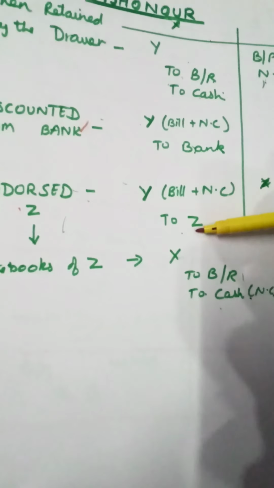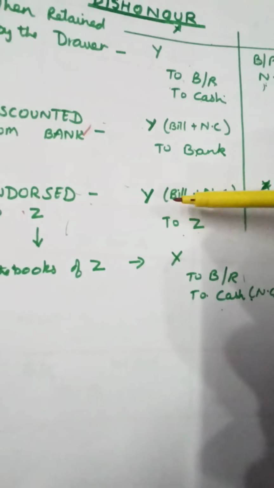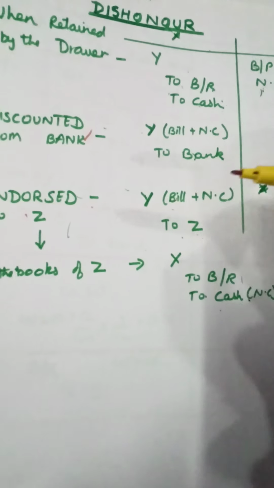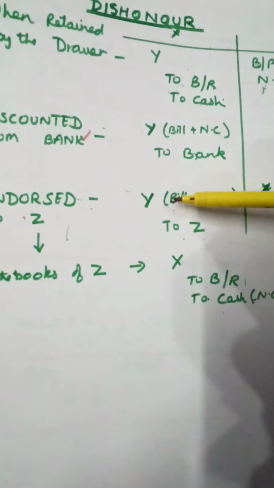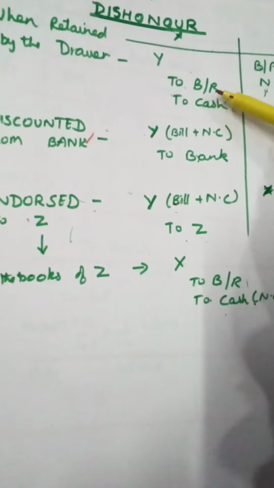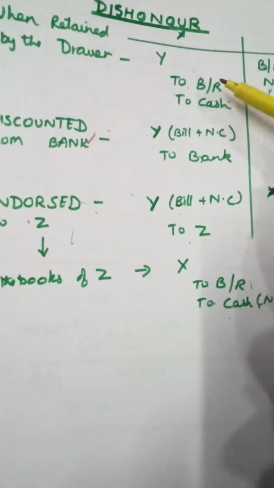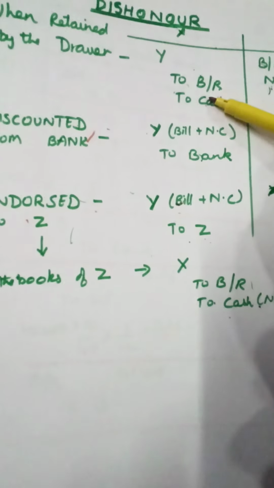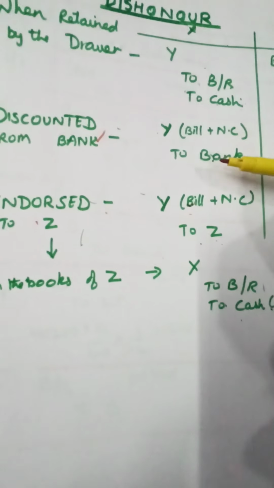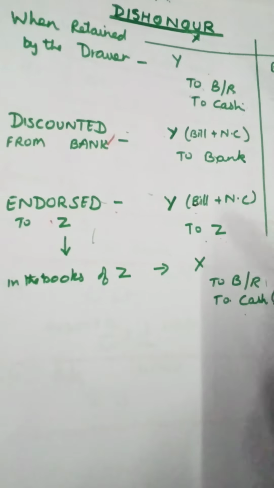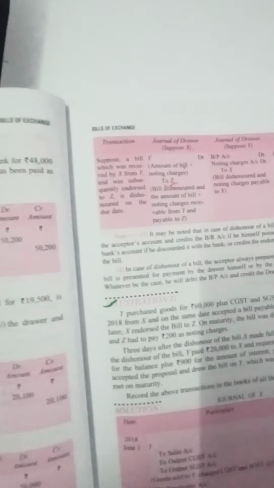These are the cases when the bill is endorsed and it is dishonored. This is what we are doing today. When the bill is endorsed and it is dishonored, who has to be debited? Debit has to be made to the drawee. Dishonor means the debit will be the drawee. And who will be credited? Credit will be the one who has the bill. In case drawer has the bill, credit BR. In the drawer's book, we will never credit the drawer, so credit BR. If bank has the bill, credit the bank. If Z has the bill, credit Z. That's it. So now let us proceed with the accounting treatment.